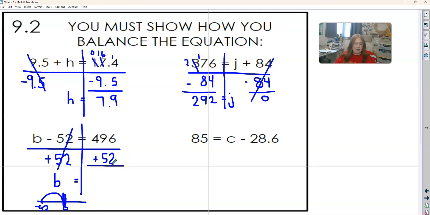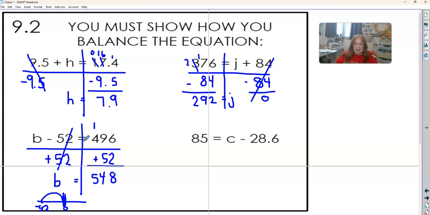So we come back and we have 6 plus 2 is 8. 5 plus 9 is 14. And 4 plus 1 is 5. So if I plug that in, if I have 548, it's about 550, and I take away 50 of them, I should be about 500.